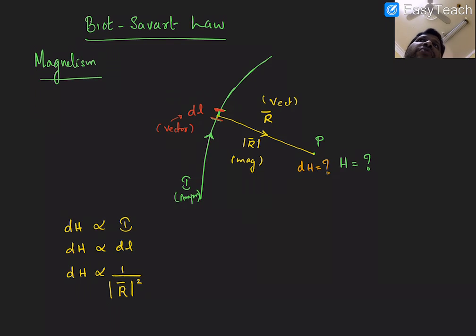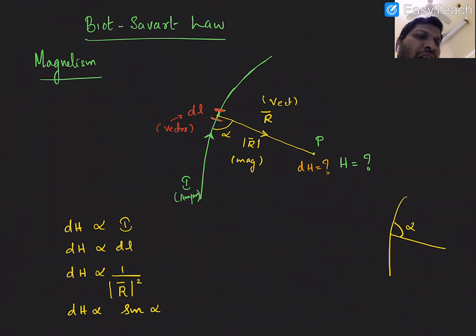Also, let us assume that this is the angle between the current carrying line and the vector r. In some textbooks you can see that they have taken the angle here also, alpha. There is no issue, both will give you the same answer. So it is found that dH is proportional to the sine of this angle alpha. We can combine these results.